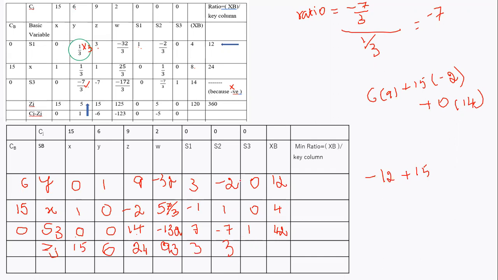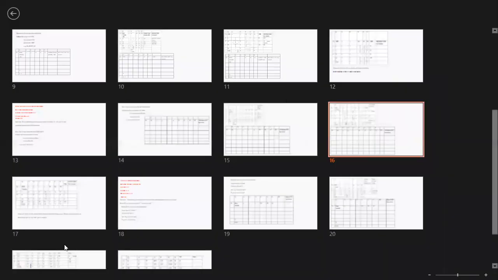So next, all we are multiplying with zeros. So therefore, we will be getting 0. So next we'll be having 6 into 12 plus 15 into 4 plus 0 into 42. So therefore it becomes 132. So after this, find Cj minus Zj.